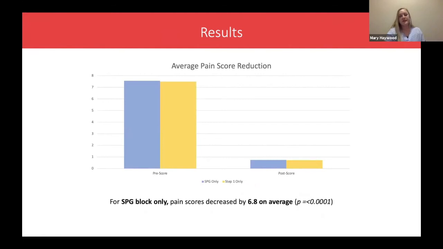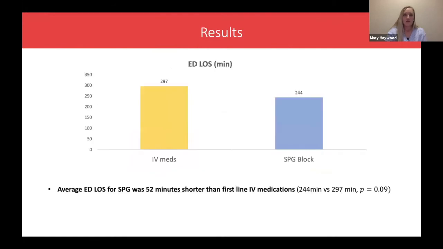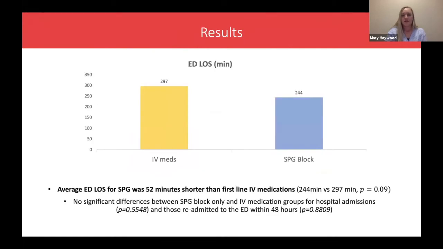So after reviewing our data, we found that the SPG block has similar efficacy to our step 1 IV medications, with an average score reduction of 6.8 points for SPG and 6.79 points for our IV medications. We also found that there was a shorter ED length of stay for those that got SPG block only compared to IV medication. It was not statistically significant.